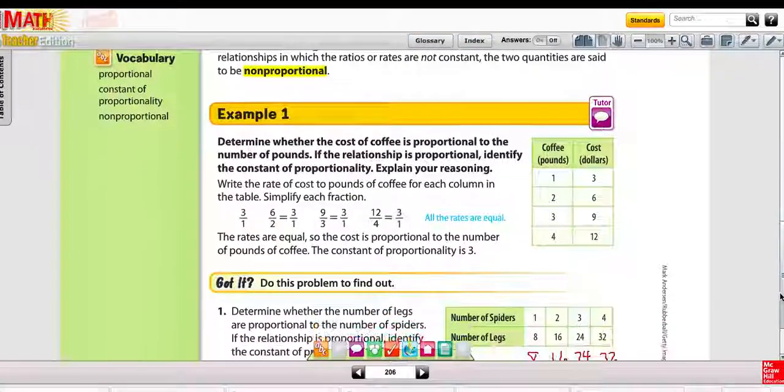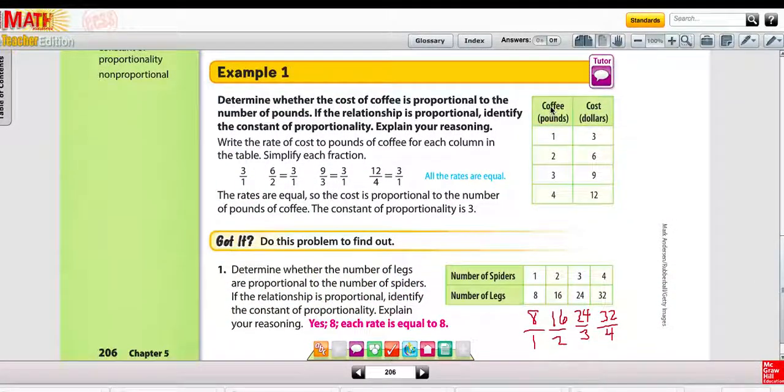Something you'll have to get used to is that some of the tables are written vertically and some are written horizontally. So in this particular table, we have the X value as the coffee in pounds, and the Y value is the cost in dollars. We also sometimes say that this is the input, the X, and the Y is the output. We've also talked before about the domain and range, and those words will also come up again.